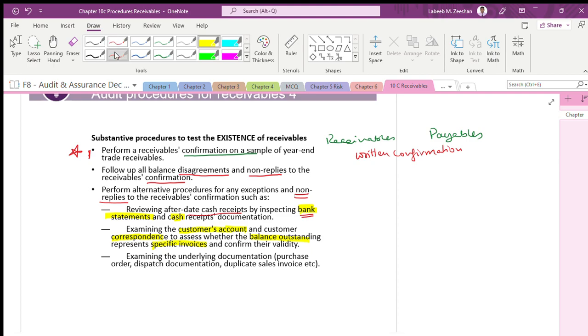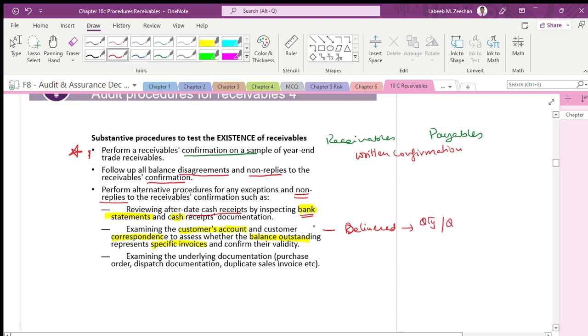See, we have done this somewhere, if you remember. Whenever goods are going to be delivered, or whenever we are going to see what we are doing, we are doing two types of check verification: quantity as well as quality.